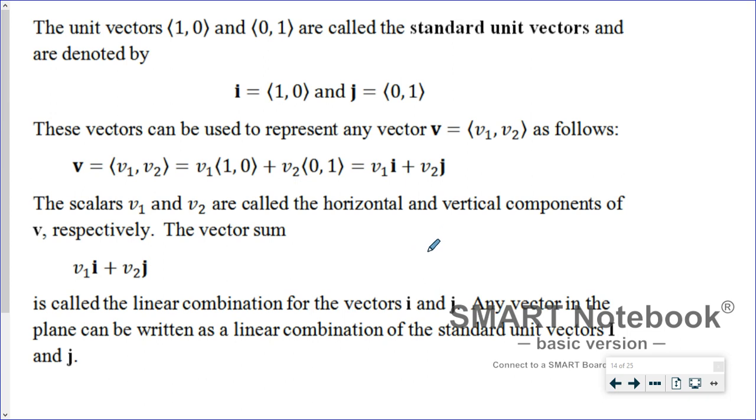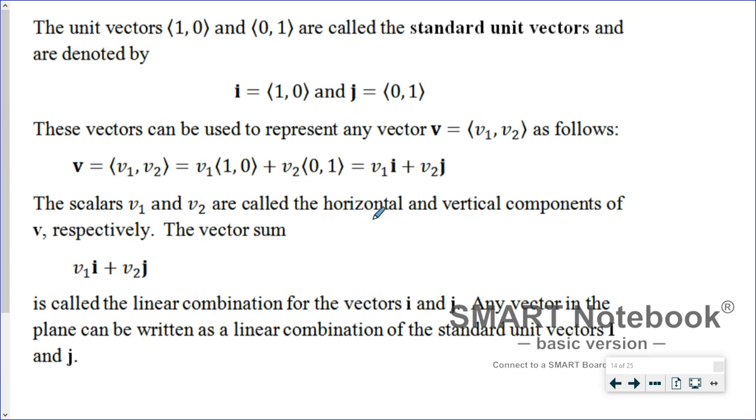The vector sum v1i plus v2j is called the linear combination of vectors i and j. Any vector in the plane can be written as a linear combination. Like I said, it's really easy. Don't make it harder than it is. If it's in component form and they want it as a linear combination, you literally just take the components, multiply them by i and j, and separate them with an addition, or subtraction if v2 happens to be negative.